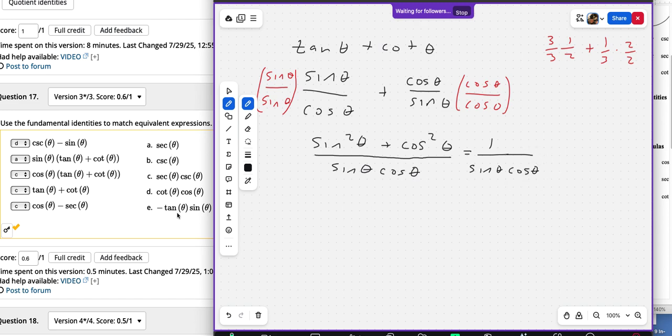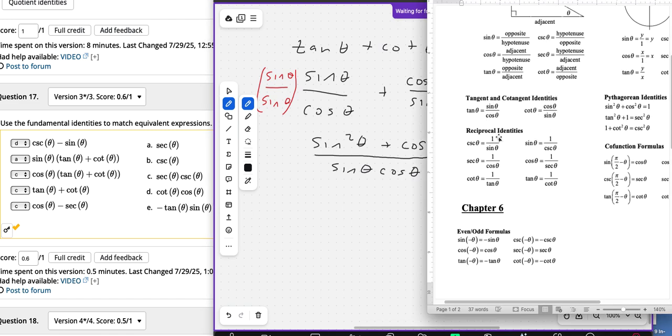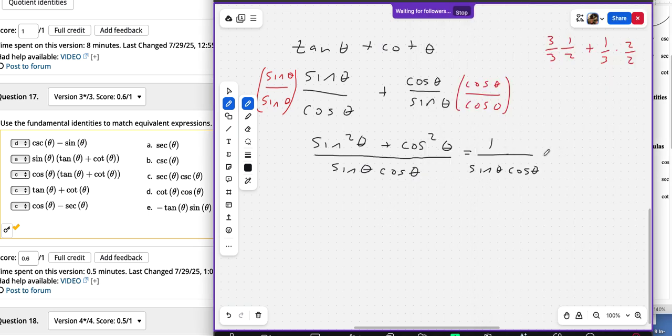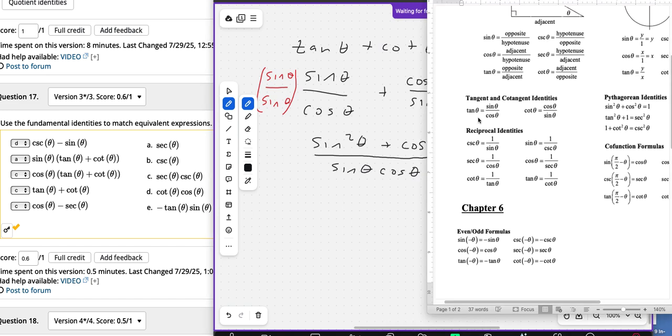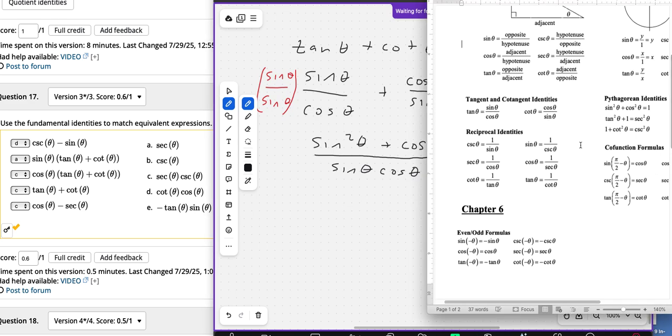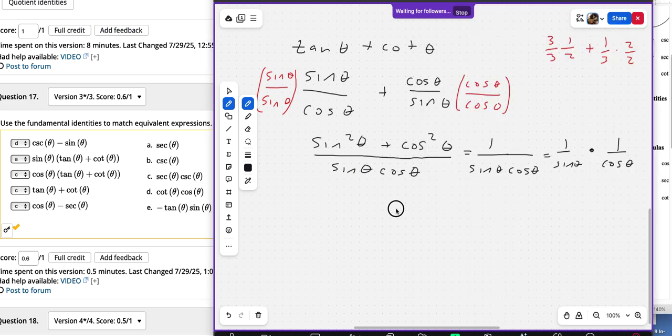That is not one of our choices, but sine theta and cos theta, or 1 over those, can actually be written as secant is 1 over cosine, and cosecant, there it is, cosecant is 1 over sine. So this is like 1 over sine theta times 1 over cosine theta. And so sine theta again, 1 over sine theta is cosecant.